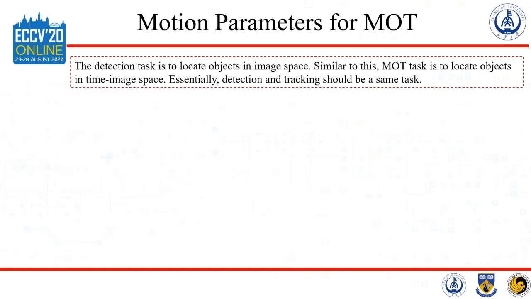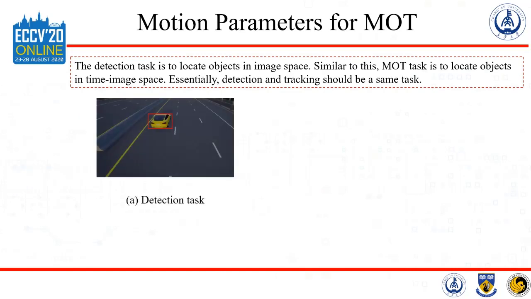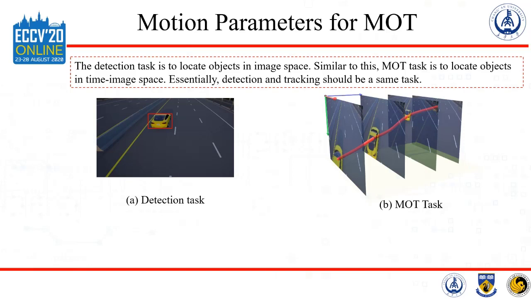The detection task is to locate objects in an image space. Similarly, the MOT task is to locate objects in time-image space. Essentially, detection and tracking should be the same task.